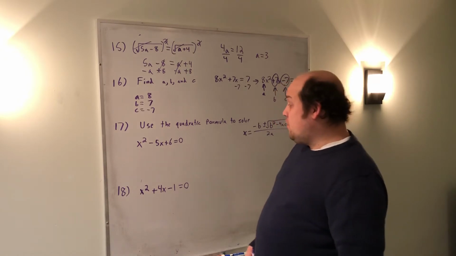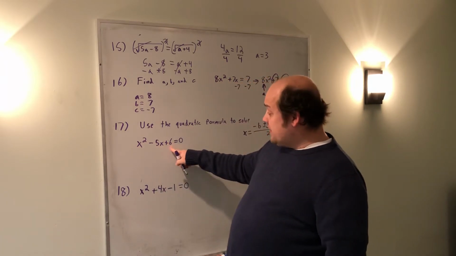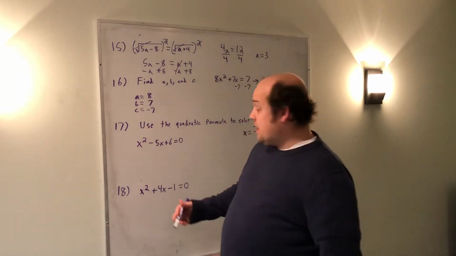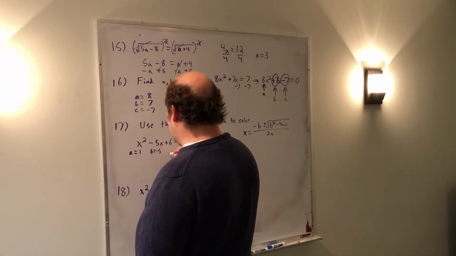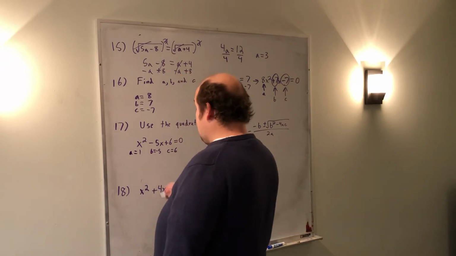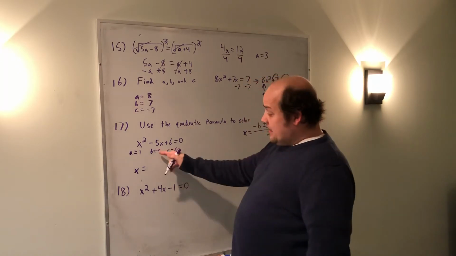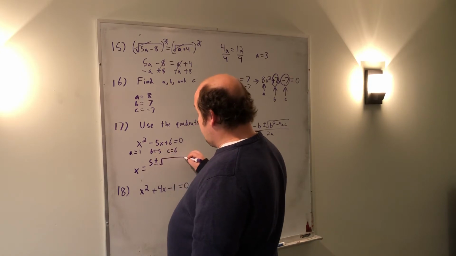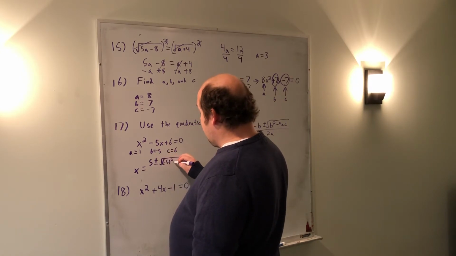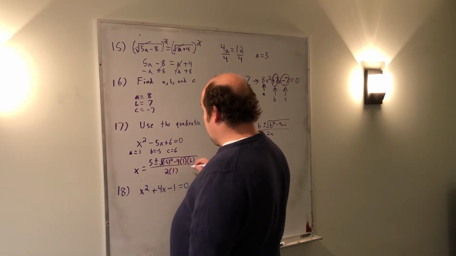So first thing we're going to do when we look at 17 is identify a, b, and c. It's in the x squared, single power of x, no power of x format, so I can pull out a equals 1, b equals negative 5, c equals 6. If I write this into my equation, negative b, the opposite of negative 5, is positive 5, plus or minus the square root of negative 5 squared minus 4 times 1 times 6, all over 2 times 1.